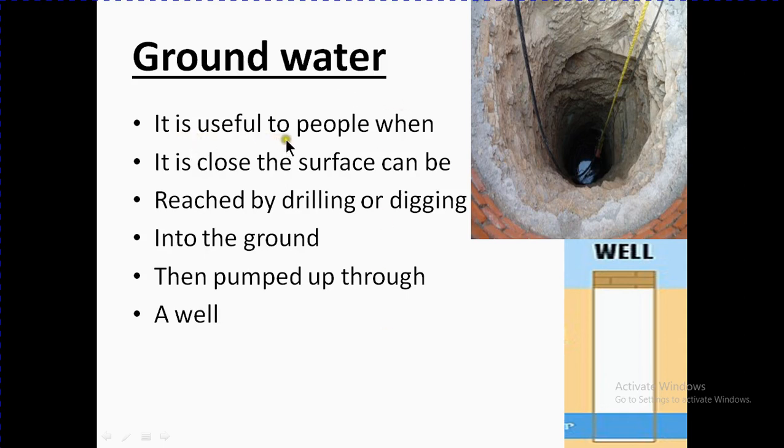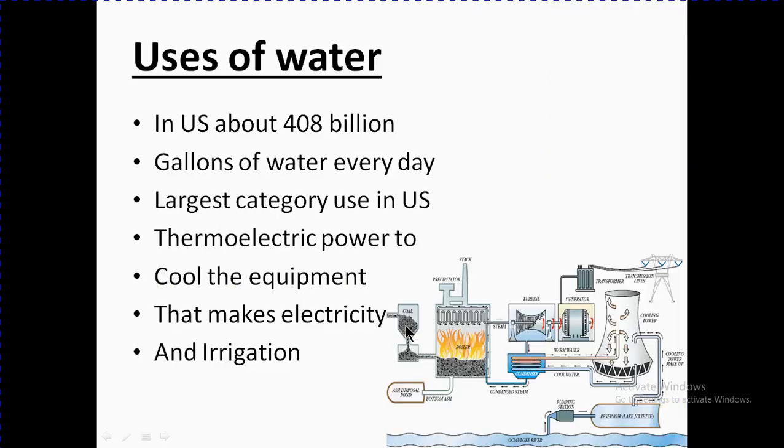Groundwater is used by people when it is close to the surface and can be reached by drilling or digging. You can say that we can get this water by drilling or digging into the ground, then it is pumped up through a well. So we can dig a well and get the water out and use it for ourselves. Now, uses of water.